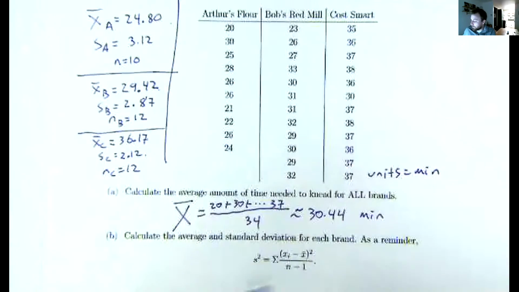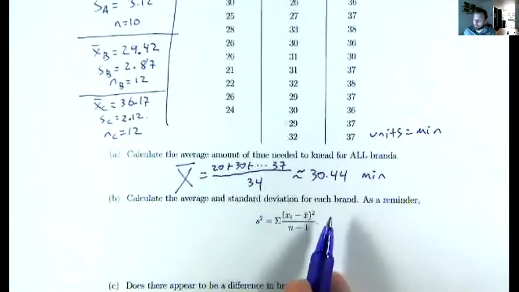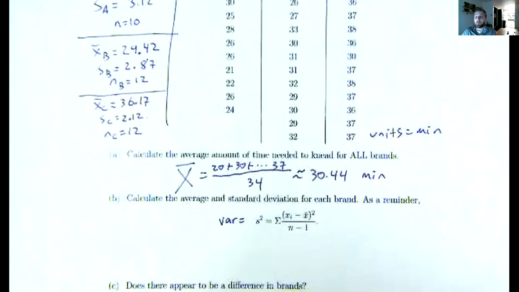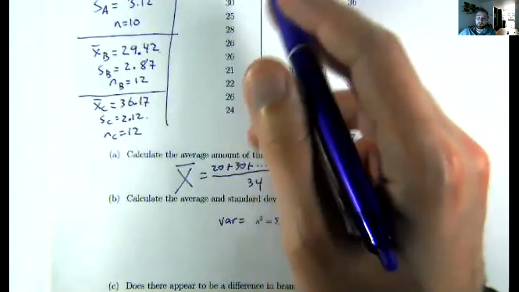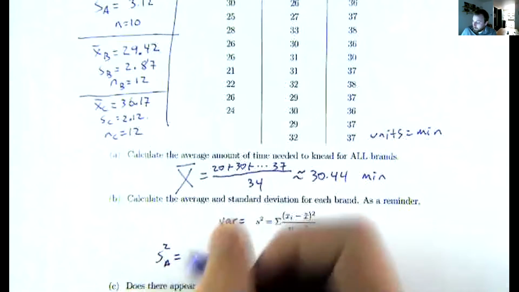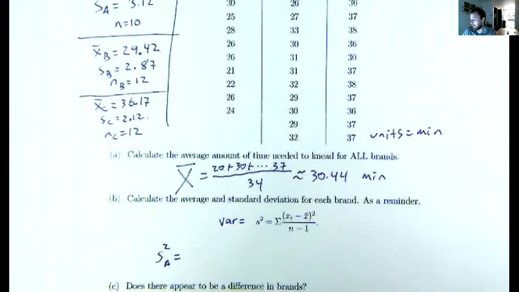I'm going to review how to calculate a standard deviation. More specifically, I'm going to calculate the variance first. The variance is the standard deviation squared. And I just want to show you the setup for what that would look like if I was trying to find the variance for Arthur's bread by hand.